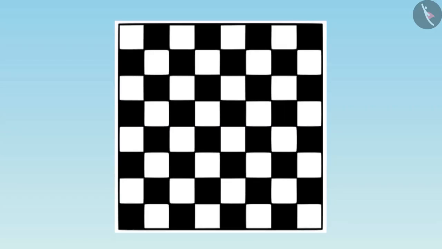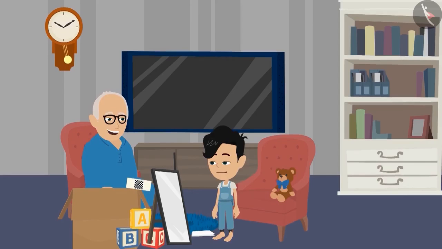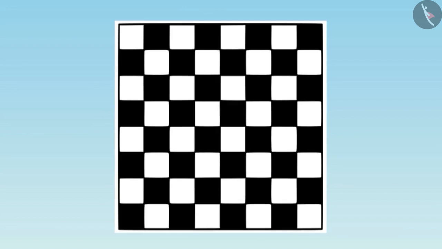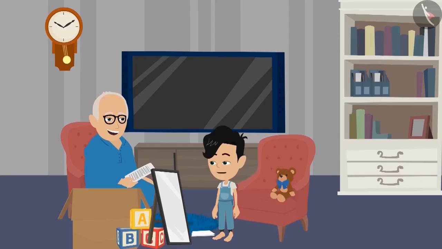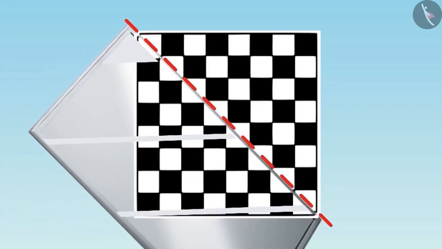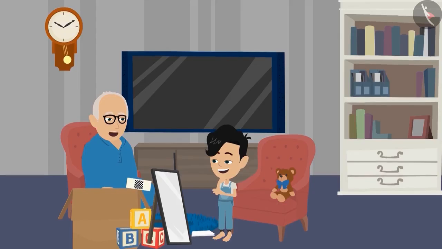Now draw a dotted line on this picture in such a way that half of it is visible on the mirror. Oh, Dadaji, this is a chessboard. I need to think a little about it. If you want, you can pause the video here and give it a try. I found it, Dadaji. Let's see this. In this picture, when we place the mirror above this line, then we will get such a picture.